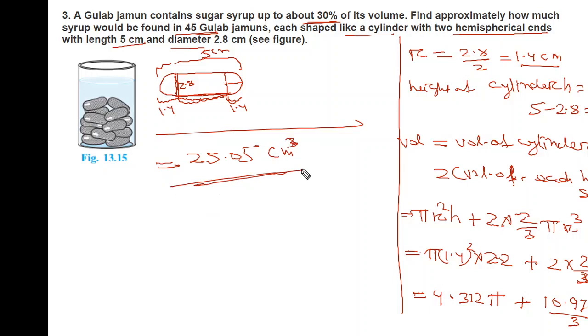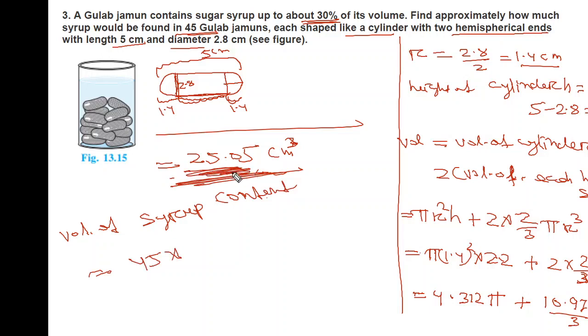So this is the volume of each gulab jamun, but here it is given that how many gulab jamun? 45 gulab jamun. Okay, that means we have to multiply 45 with it. Again, the syrup content is 30%, so we have to find the 30% of this volume into 45. So syrup content, or only volume of the syrup you can write, will be equal to 45 into volume of each gulab jamun, that is 25.05 into 30% into 30 by 100.